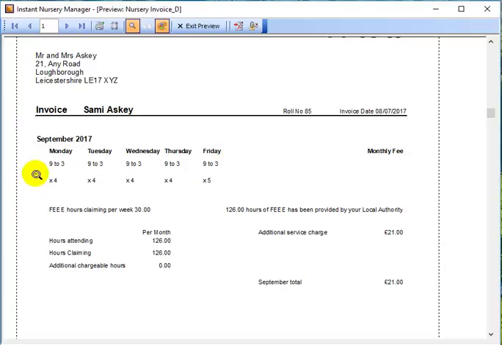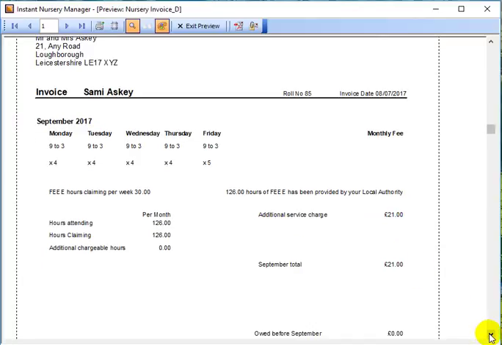Days attending, times 4 Mondays, 4 Tuesdays, 4 Wednesdays, 4 Thursdays and 5 Fridays in September. Hours claiming per week, 30. For this month, 126 hours have been deducted. So hours attending 126, hours claiming 126, and additional chargeable hours 0. But here is the additional service charge if indeed you are going to apply that.